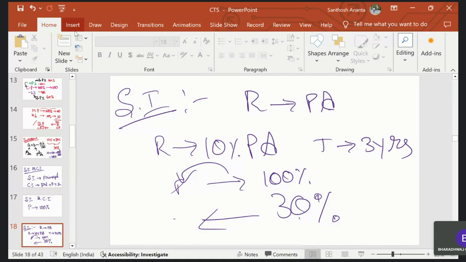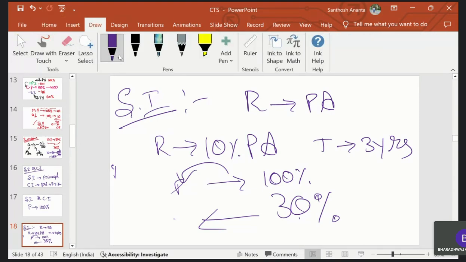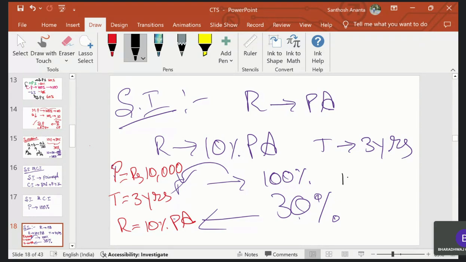For example, assume that the principal is rupees 10,000. Time period is 3 years. Rate of interest is 10% per annum. Now what is the principal here? The principal is 10,000 in terms of value, and in terms of percentages, principal will always be how much percent? 100%.